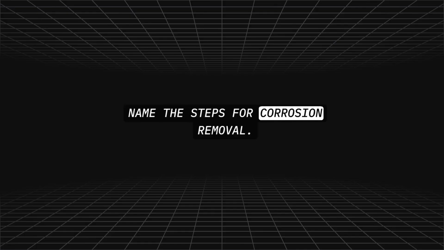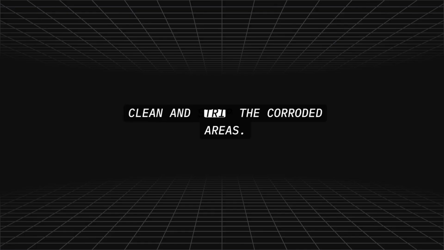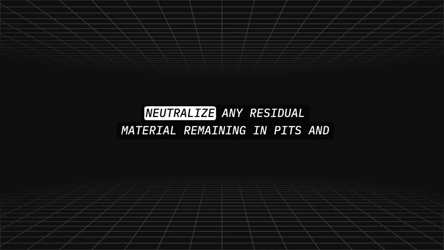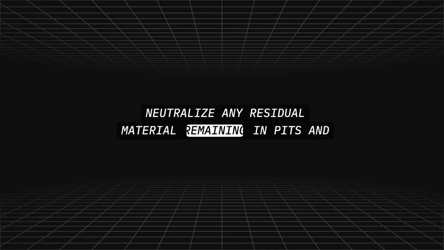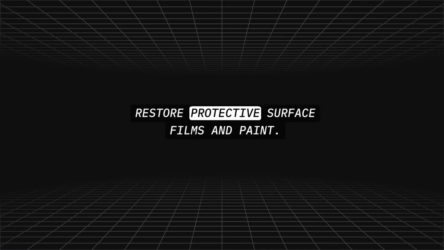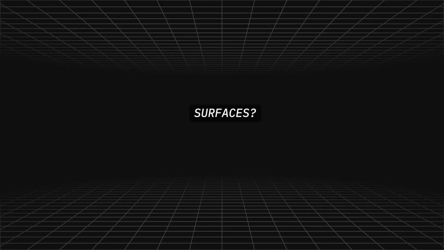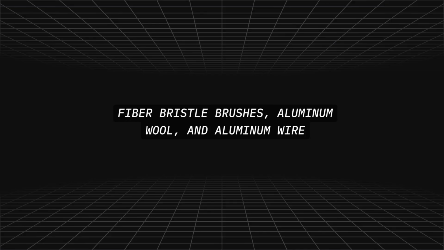Name the steps for corrosion removal. Clean and strip the corroded areas. Remove as much corrosion as possible. Neutralize any residual material remaining in pits and crevices. Restore protective surface films and paint. What tools are approved for cleaning corroded anodized surfaces? Fiber bristle brushes, aluminum wool, and aluminum wire brushes.